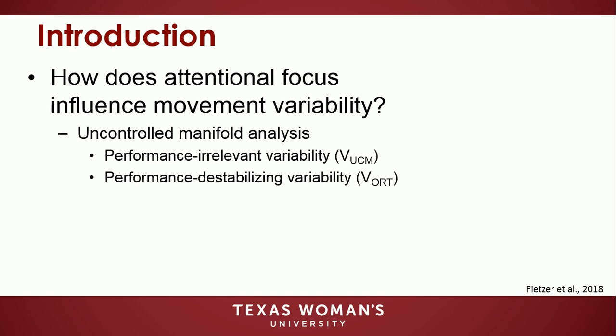and that would be identified as good or functional variability. If I have variability that destabilizes my center of mass position, that would be categorized as variability that's orthogonal to the UCM, or performance destabilizing variability. We would generally see this as not a good thing.